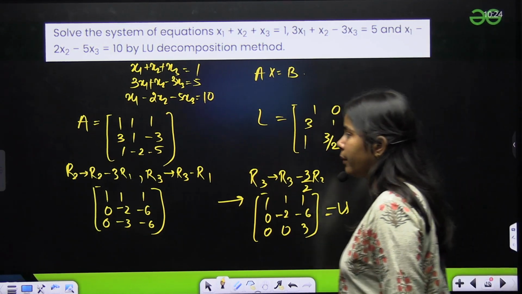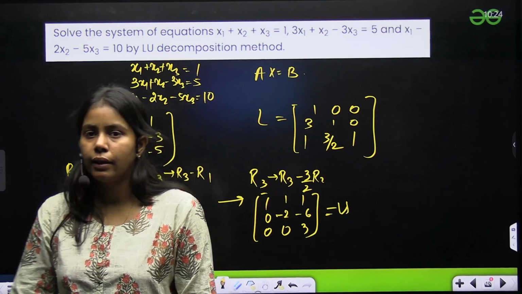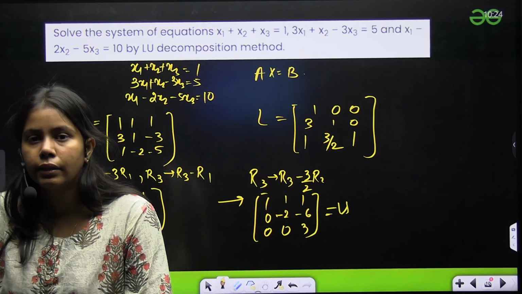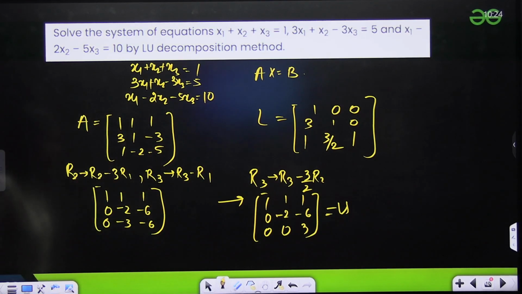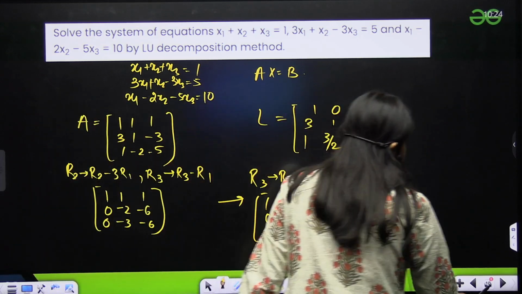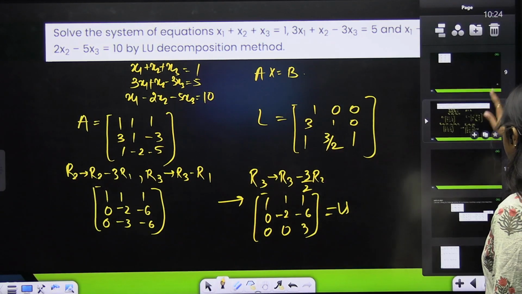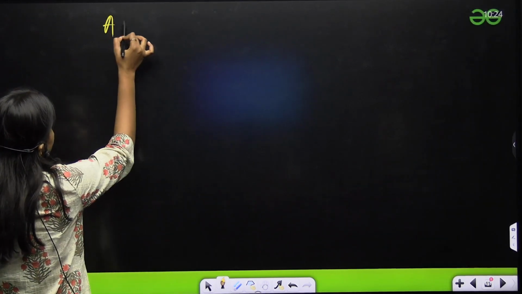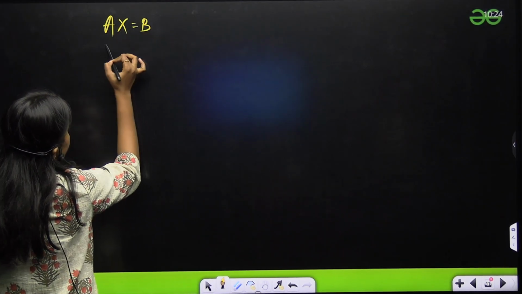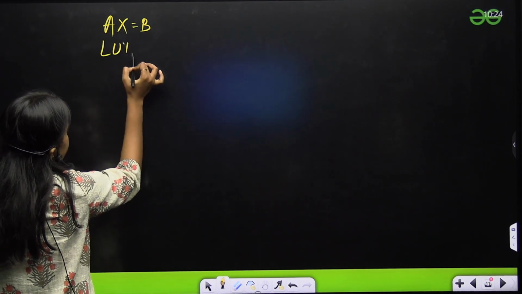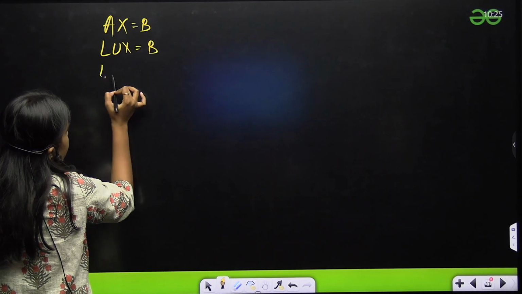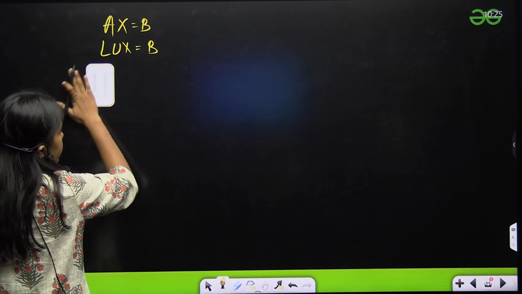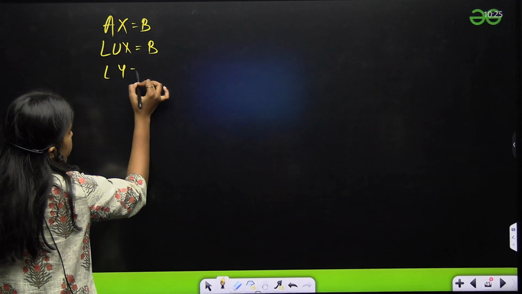So you would say, ma'am, we have already done this, you have not done anything new, right? So why is there a need? So I told you I am going to use this to solve the system of linear equations Ax = B. I need to solve Ax = B. I'll replace A with LU, so LUx = B. Now Ux, can I write it as Y? Let's write Ly = B.